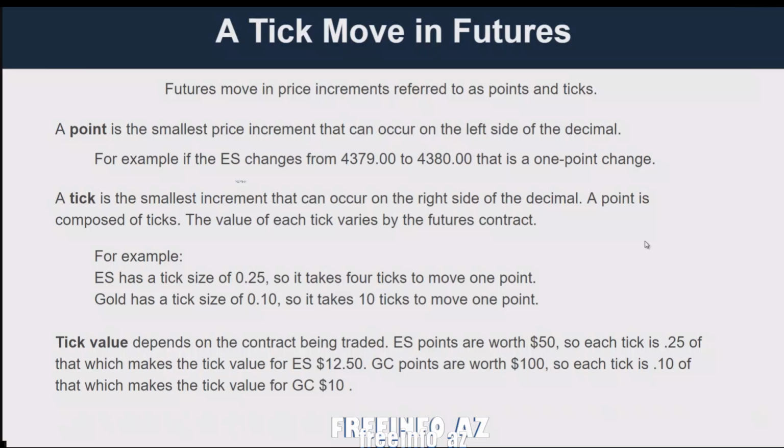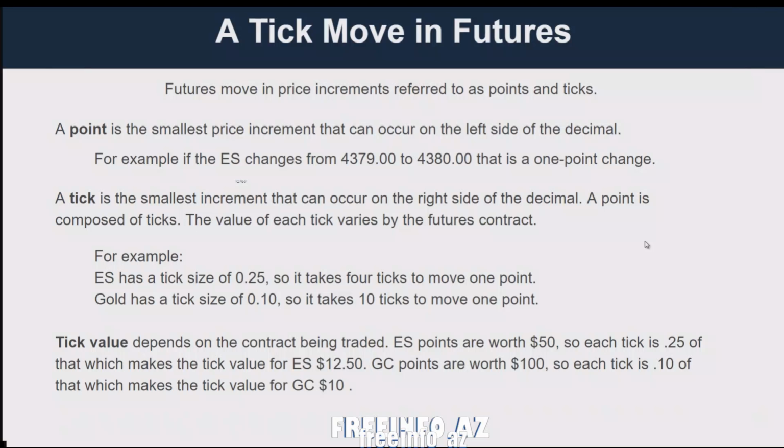For example, S&P has a tick size of 0.25. It moves in ticks of 0.25, right? So it takes 4 ticks to make 1 point in the S&P, because 25 goes into 100 4 times. Same thing for gold, except the tick is 0.10. So 10 times 10 equals 100, and it takes 10 ticks to move 1 point on gold.